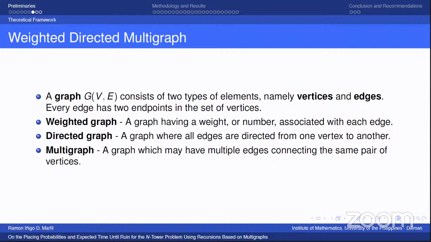So ibig sabihin, merong direction. So merong initial edge, tapos merong terminal edge, or merong final edge. So merong pinanggalingan, merong pupuntahan yung bawat edge natin doon sa graph. And those will describe the transitions between the possible states in our problem. And multigraph naman, ibig sabihin, this is a graph which may have multiple edges connecting the same pair of vertices. So pag sinabi nating weighted directed multigraph, i-combine lang natin lahat ng mga definitions natin.